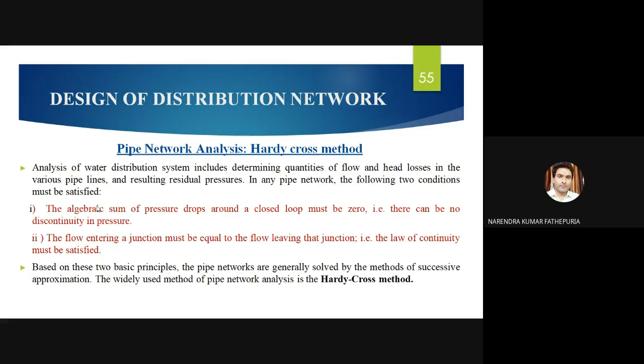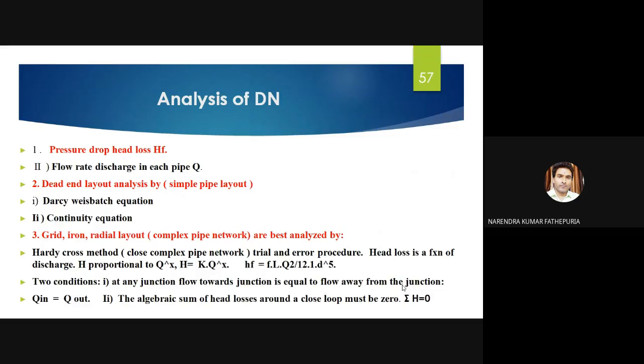So whatever flow we are maintaining at the inlet should be equal to the outlet in ideal conditions, without any losses. In reality, we will have 15 to 20% losses at the outlet. Of course, the same quantity of water will not arrive at the consumer end. But in ideal conditions, all the pressure drops should be equal to zero. So these are the two conditions, the two basic principles. By the method of successive approximation, the widely used method of pipe network analysis is the Hardy-Cross method, and it's quite useful.